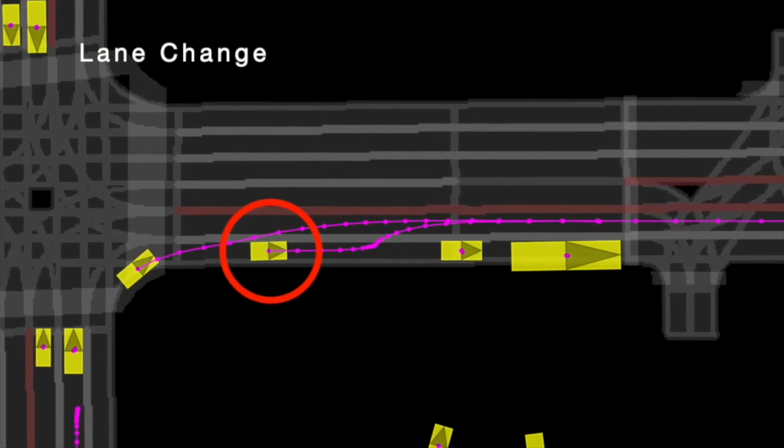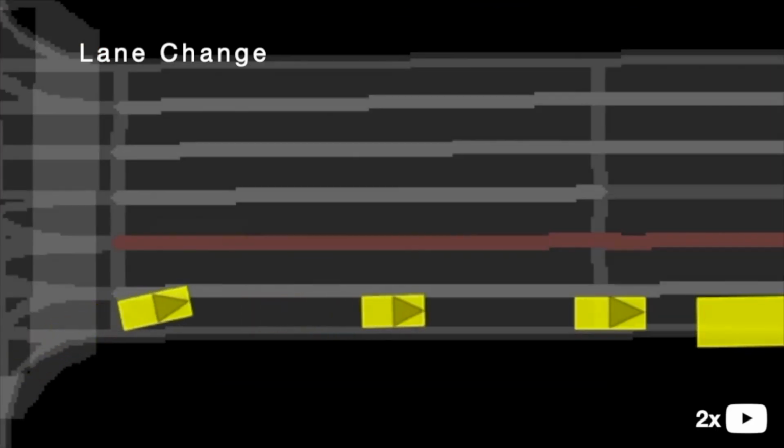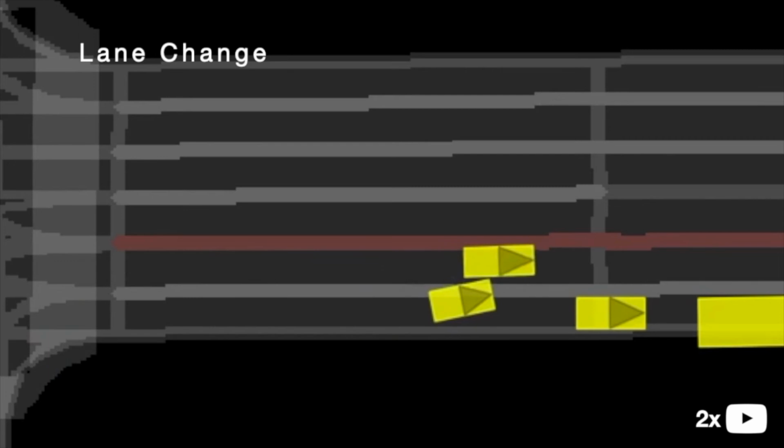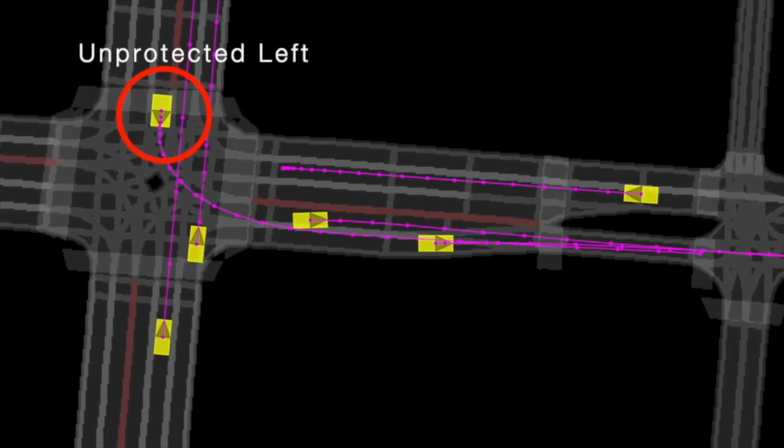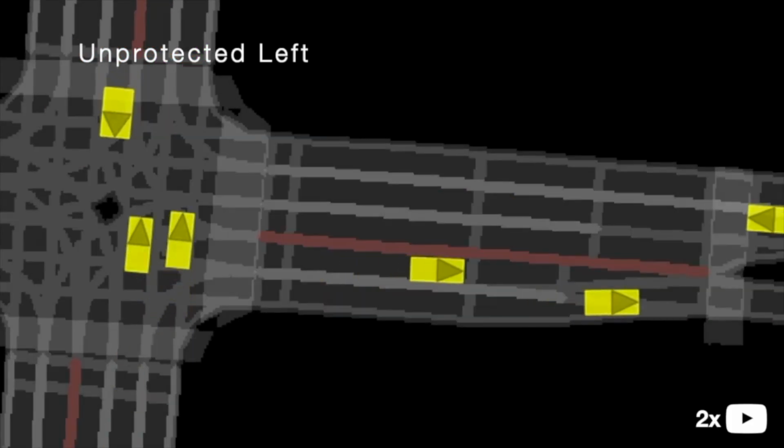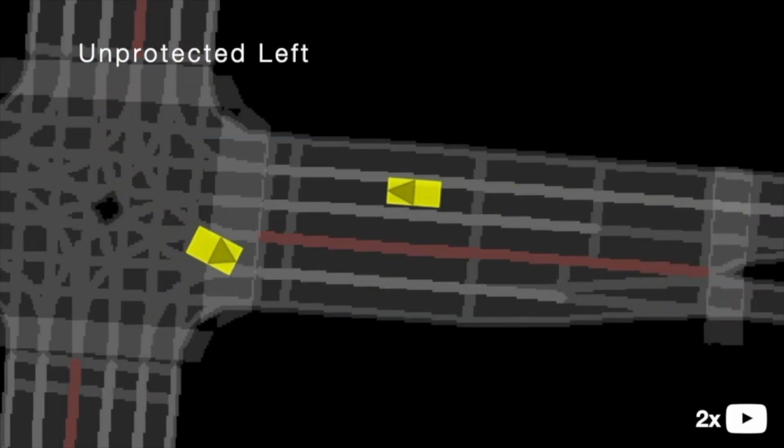In this scenario, the actor slows down for a parked vehicle ahead, then waits for a nearby actor to pass, and finally changes lanes to make progress. In this last scenario, the actor yields for oncoming traffic before performing an unprotected left turn at the intersection.